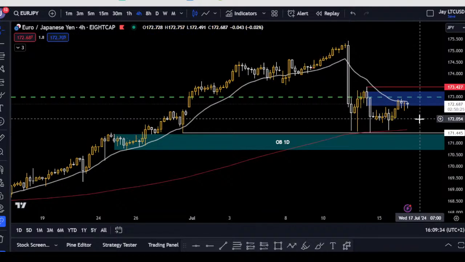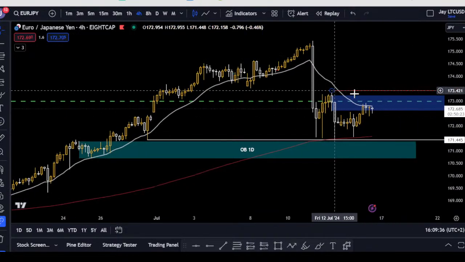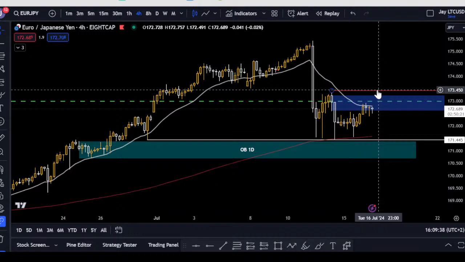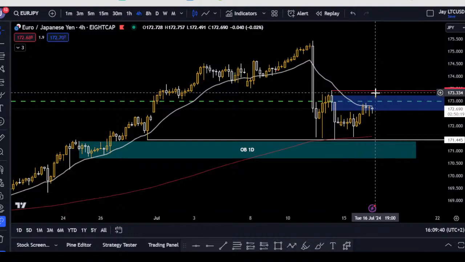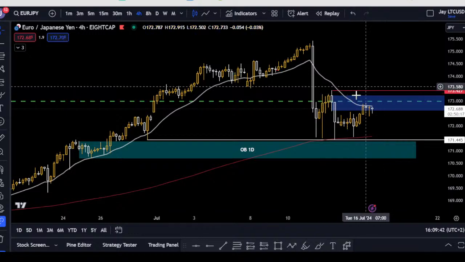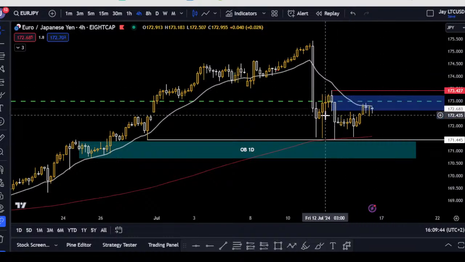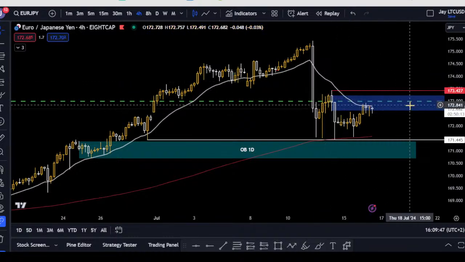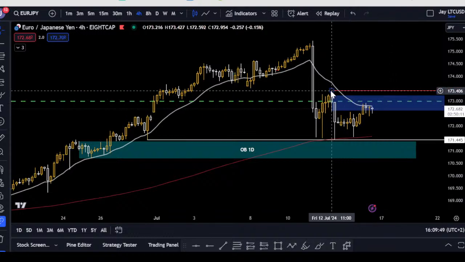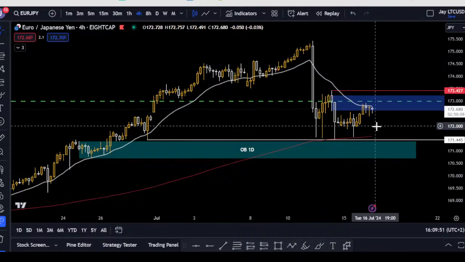If we continue upwards and we take out this top, we close above this top, at least on an hourly time frame, then I will be bullish again, because then we have a nice market structure shift, and I'm looking for us to proceed further up. So we'll see.